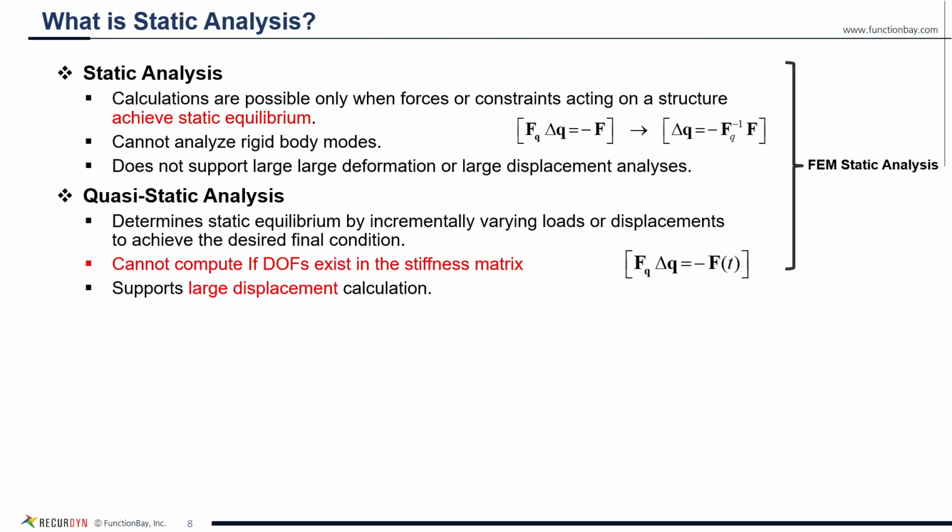In traditional static analysis, to overcome these limitations, quasi-static analysis is used. This method calculates the static equilibrium state of the final condition by incrementally changing the load or displacement. During this process, the stiffness matrix is updated at each step, allowing geometric nonlinearity to be considered.